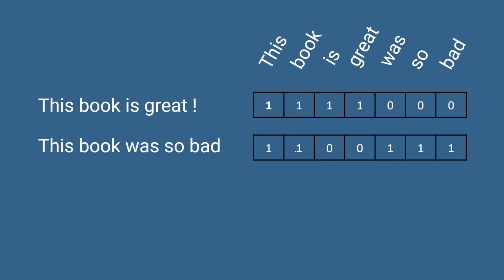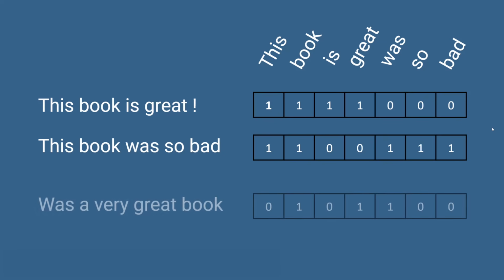You'd have this, book, they both exist. Is is not in this sentence. Great is not in this sentence. Was, so, bad, those are all in the sentence. So this would have been a fit transform process for bag of words, the CountVectorizer, on all of this. One last thing is if you wanted to now transform a word or a sentence you hadn't seen before. So imagine we have was a very great book.